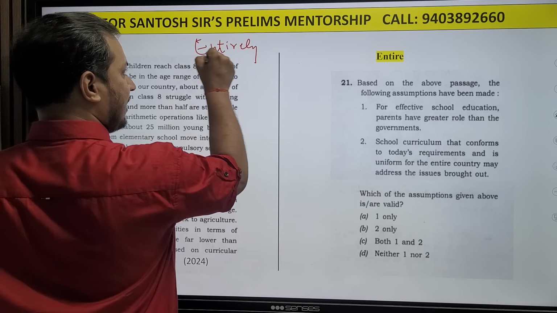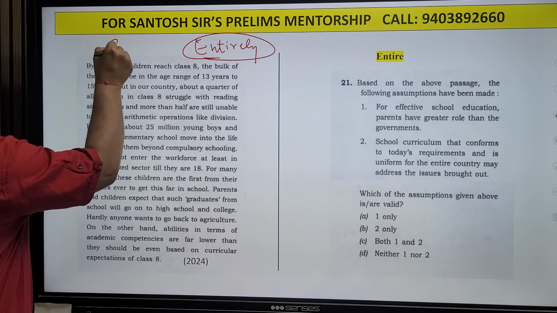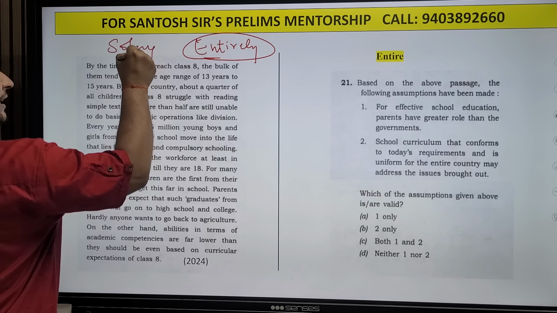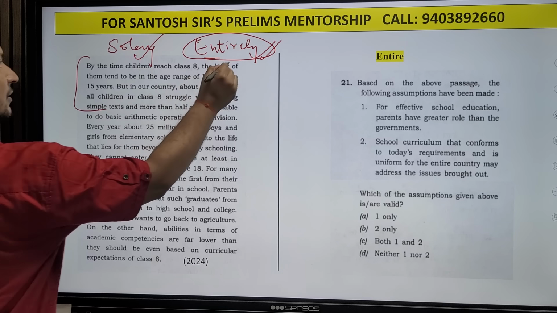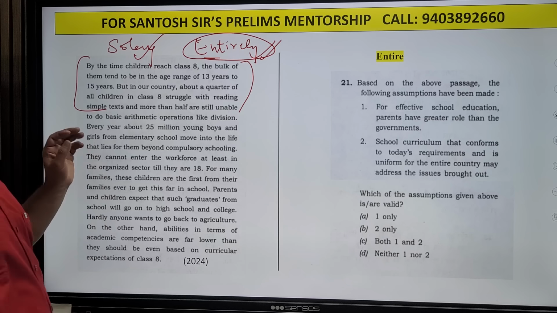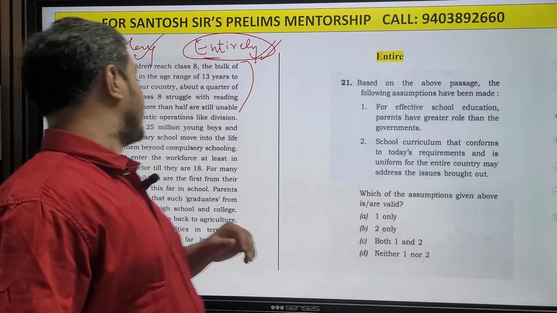Entirely. Okay, this is another extreme word. Solely we have covered. Now entirely. Okay, let us read the first two lines. Why am I reading the first two lines? Because it will tell you the theme of the passage. Okay, let us see here.